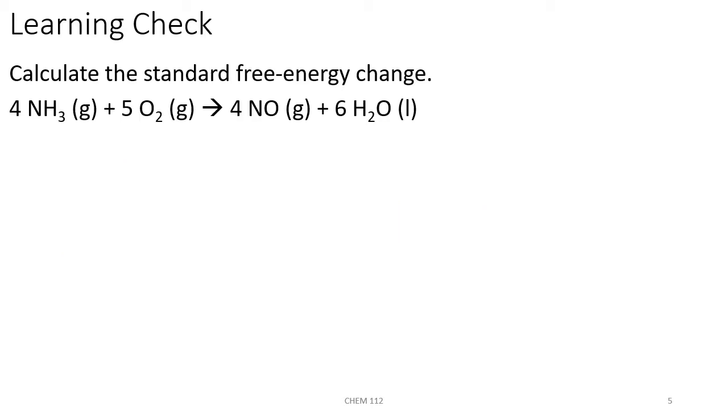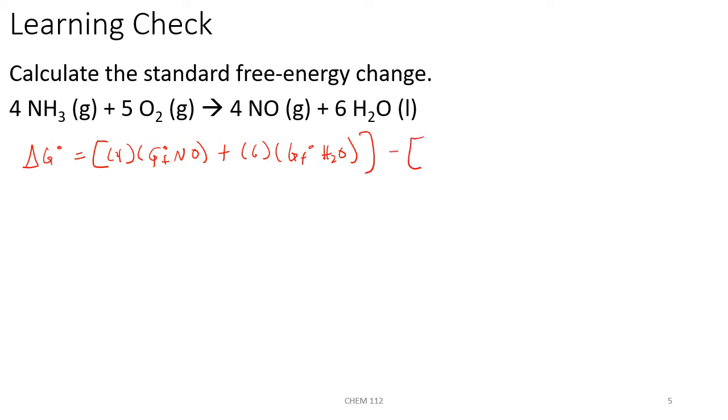In this example, let's calculate the standard free energy change and then determine if this reaction is spontaneous or non-spontaneous as written. Delta G, or Gibbs free energy, can be calculated by taking the sum of the products. So we're going to have 4 moles times the Gibbs free energy of formation of nitrogen monoxide plus 6 moles times the Gibbs free energy of formation for liquid water. That would represent the sum of our products minus the sum of our reactants.